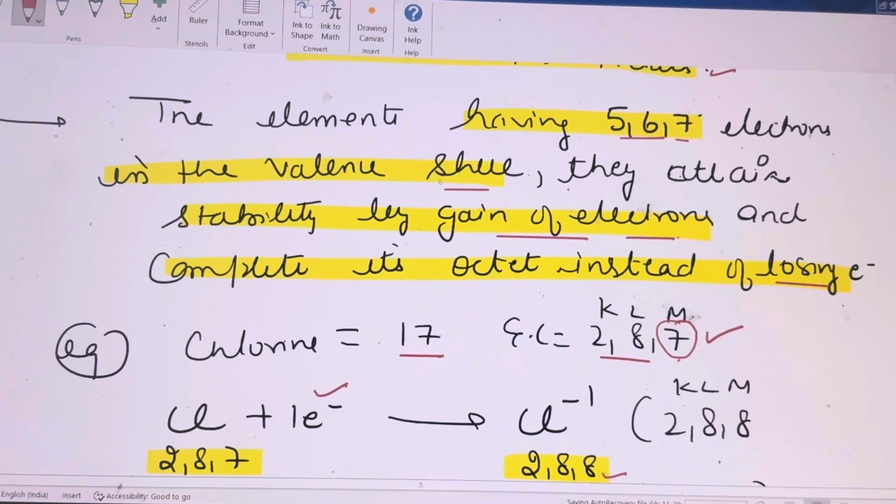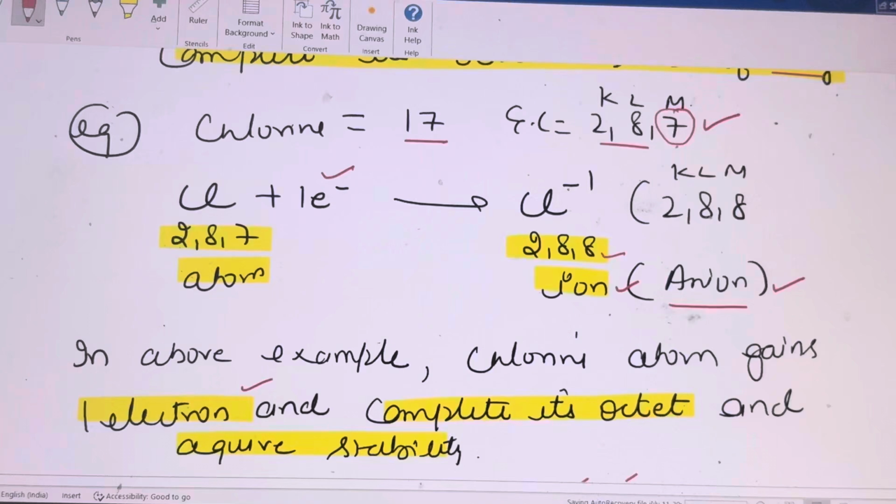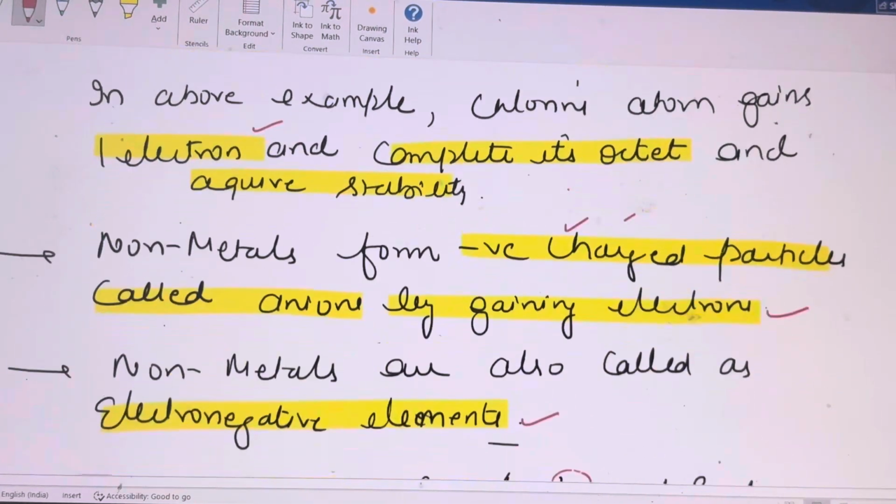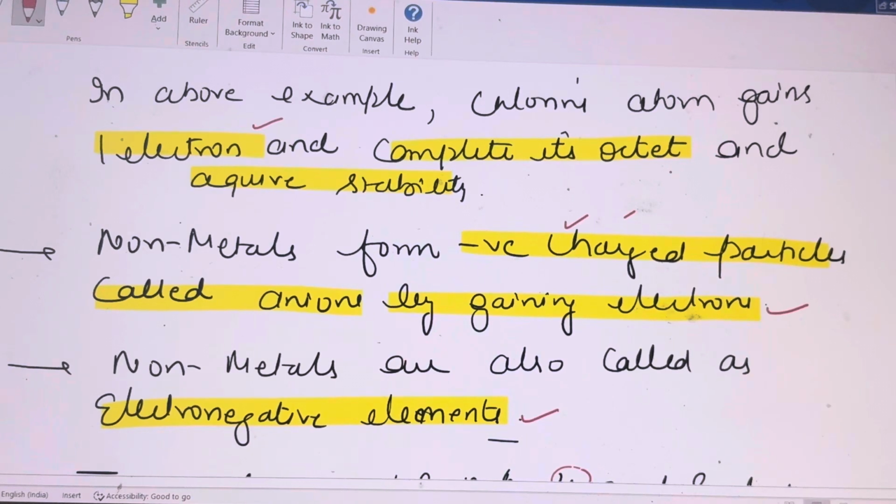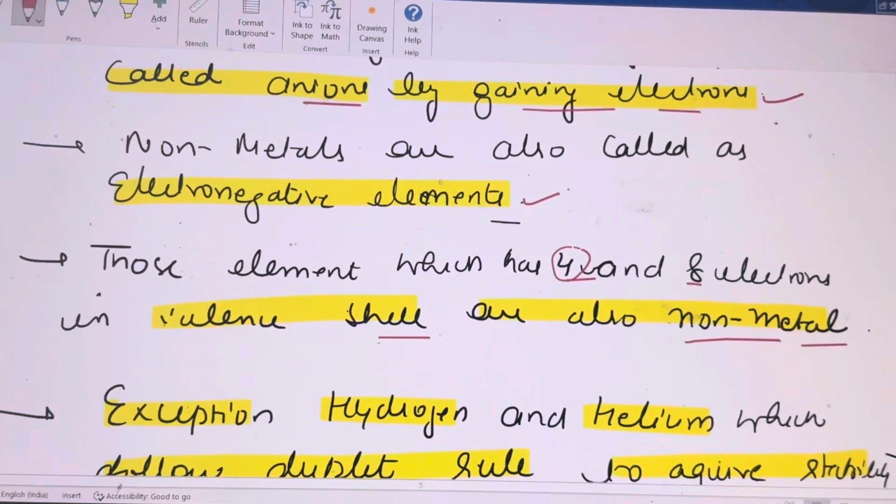For example, I'll take the example of chlorine. In chlorine, students, the electronic configuration is 2, 8, 7. So it is easier for chlorine to gain 1 electron and become a negatively charged particle, which is called an anion. So chlorine gains 1 electron, completes its octet and acquires stability. And non-metals always form negatively charged particles, which are called anions, by gaining electrons. Because non-metals gain electrons, they are also called electronegative elements.